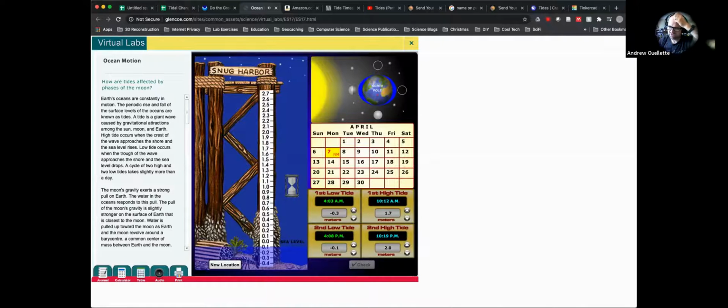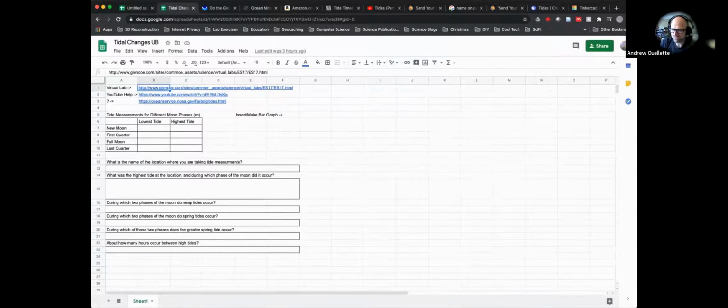So then you can go to the next phase, check it out, and so it is as it goes around the Earth. So you're looking at the phases of the moon, you're looking at the high and the low tides. Yeah, so it's a neat little interactive thing for you to try out. And then you're going to be putting this information in here. You're going to be generating a bar graph, and you're going to be answering these questions. So that's what I got assigned for you for this week's stuff.